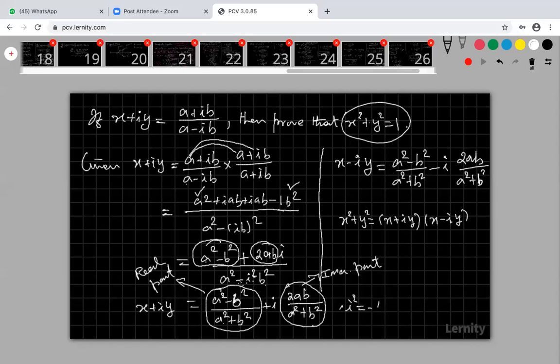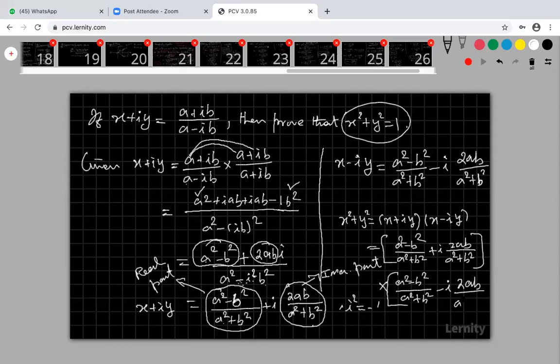Now the question is to prove that x square plus y square is equal to 1. Therefore my x square plus y square is nothing but x plus iy into x minus iy. What is my x plus iy? It is a square minus b square divided by a square plus b square plus i into 2ab divided by a square plus b square. This is my x plus iy, into, what is my x minus iy? It is a square minus b square by a square plus b square minus i into 2ab divided by a square plus b square.